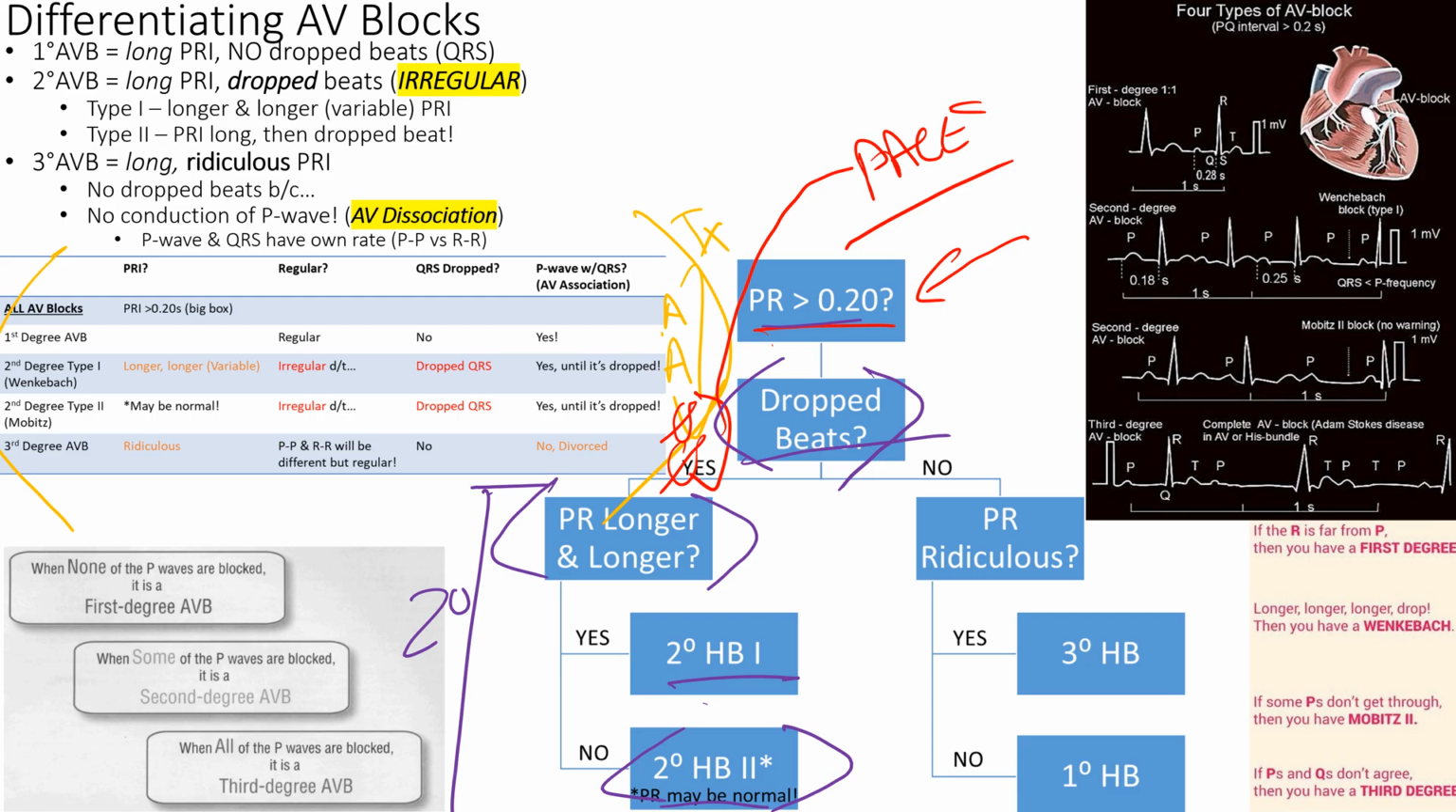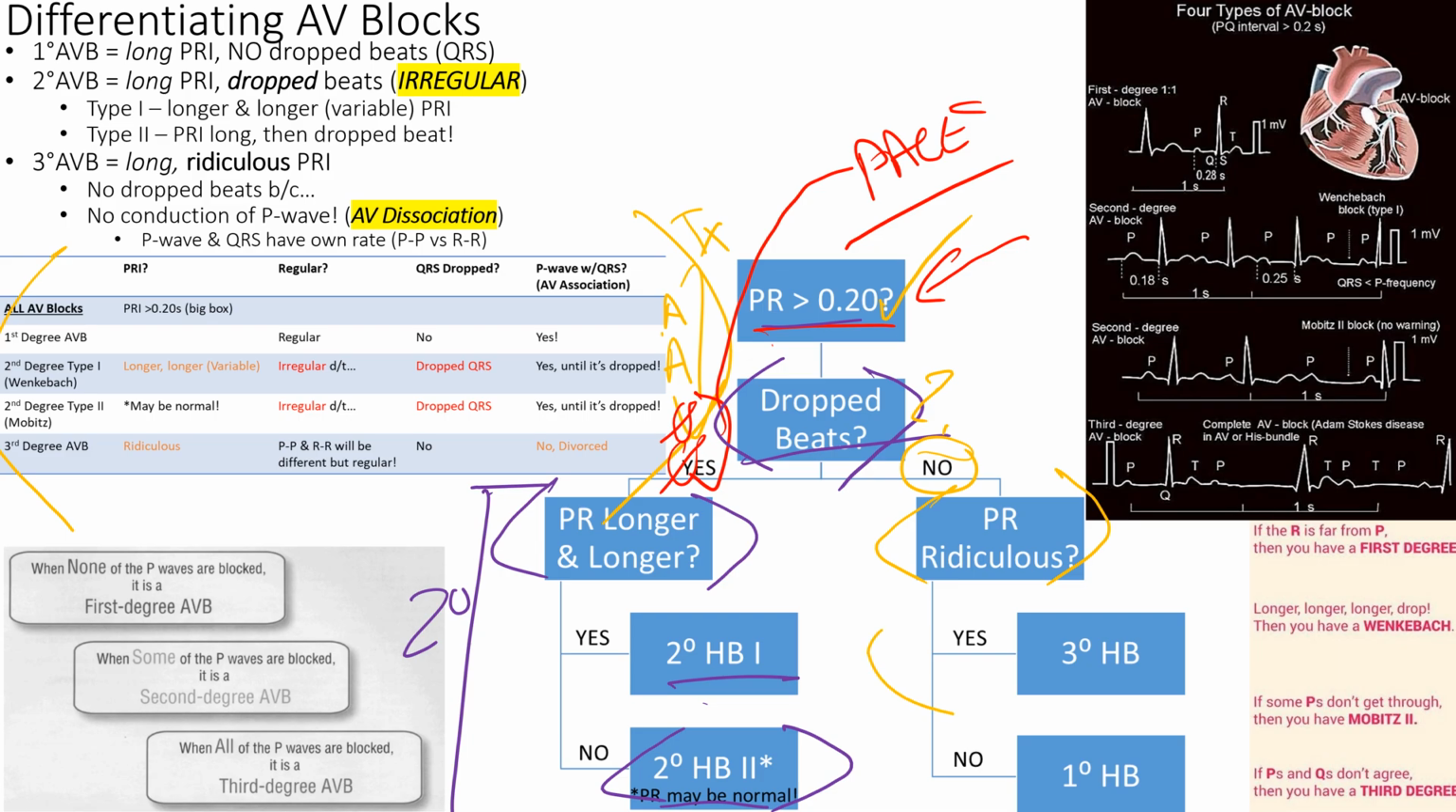Okay, so then going back to talk about the other guys, because we took care of second degrees. What about third degrees and first degrees? So your PR interval is prolonged, greater than 0.20. That means you have a first degree or third degree. The next step is dropped beats. Do we have dropped beats in first degrees and third degrees? That's a no. So the next thing is you ask yourself, is this PR interval ridiculous? That means you've got a PR interval of 0.40 or 0.62, 0.84, right? That's a ridiculous PR interval. There's a point where you're like, well, let's keep going. It's 2 big boxes wide. It's like 0.40, 0.54.